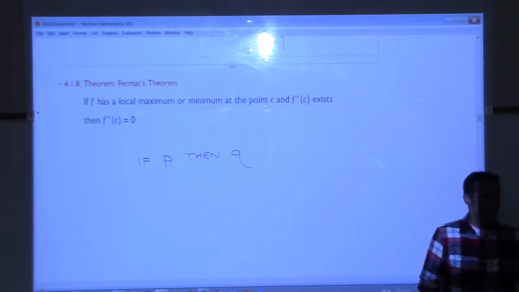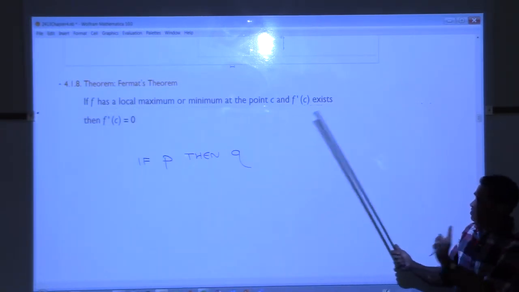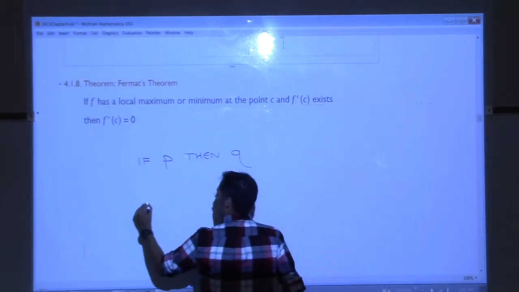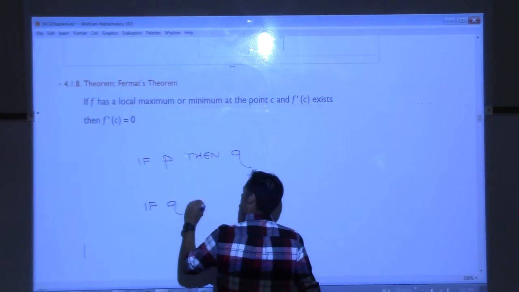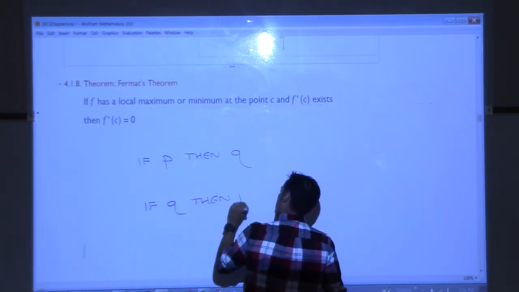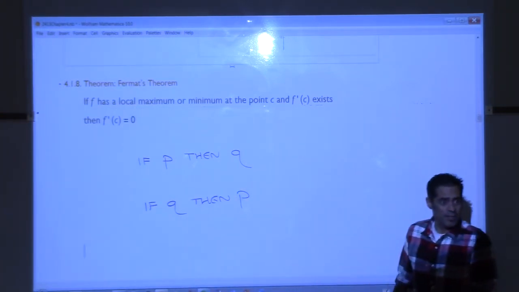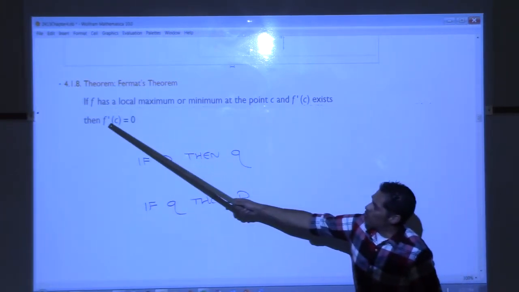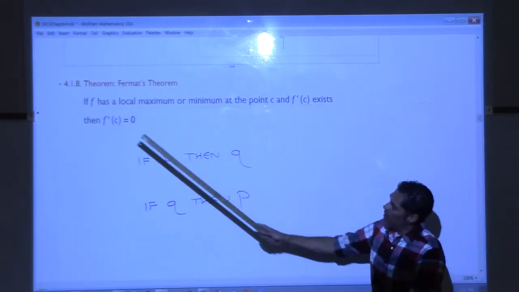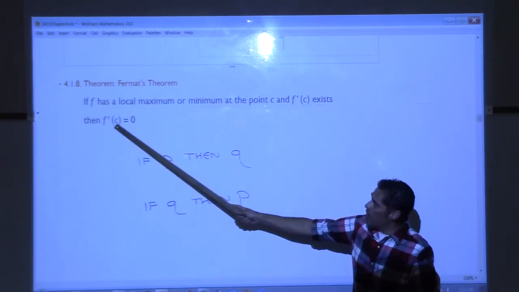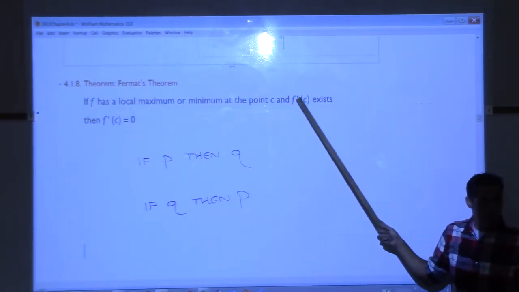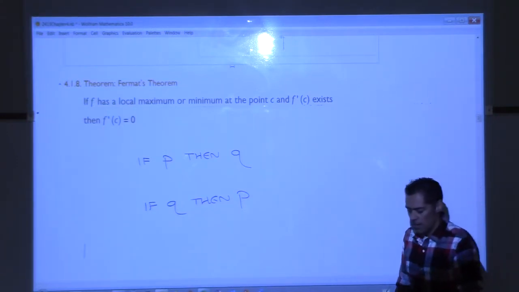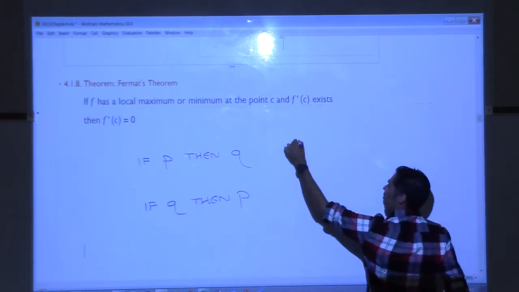Does it work the other way around? Can you switch this? Is this equivalent to if Q then P? Like in general, is that true? Is the question. So is this theorem saying that if the derivative is 0, imagine switching the order, if the derivative is 0, then we have a local maximum or minimum? Can we reverse that? And I have an easy way of explaining it to you.